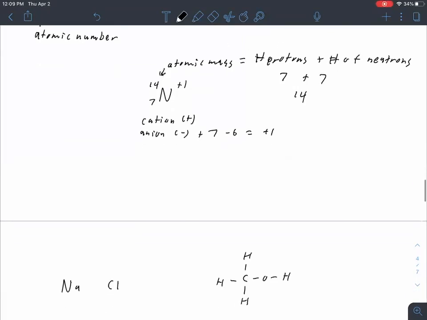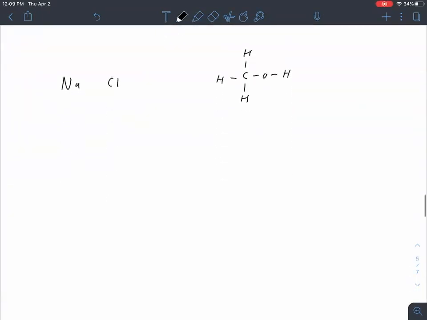Cool. So let's go ahead and talk about some bonding examples next. So over here we have NaCl. And normally Na would only have 1 valence electron. Cl would have 7. And so the 2 types of bonds that we covered were ionic and covalent.